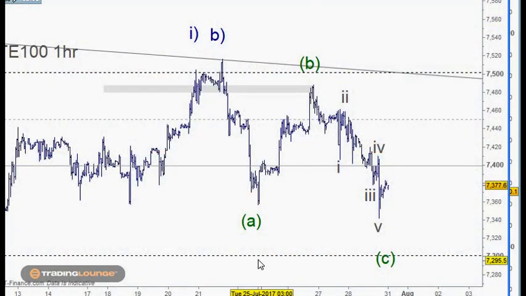Now, what I can see on the cash market, it's a little bit tricky because in this one here, on the cash market, we can count that as 3 waves up, but on this one, it's really clear that it's 5 waves up here, which makes it an impulse wave and threw a bit of a spanner in the works.